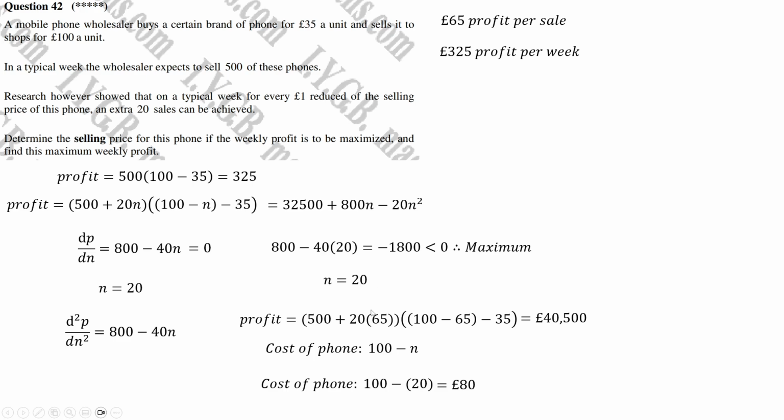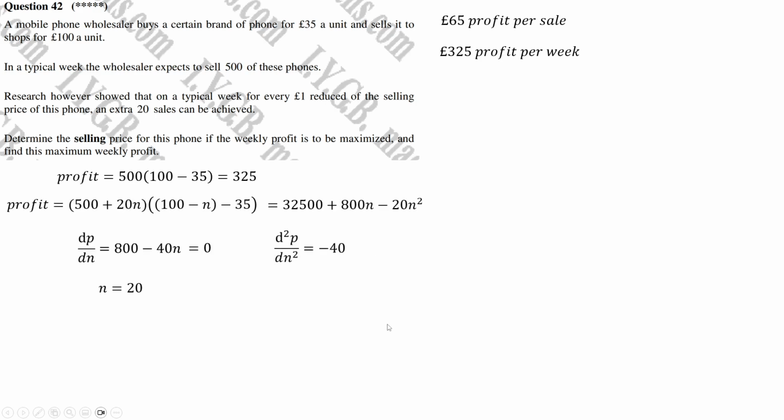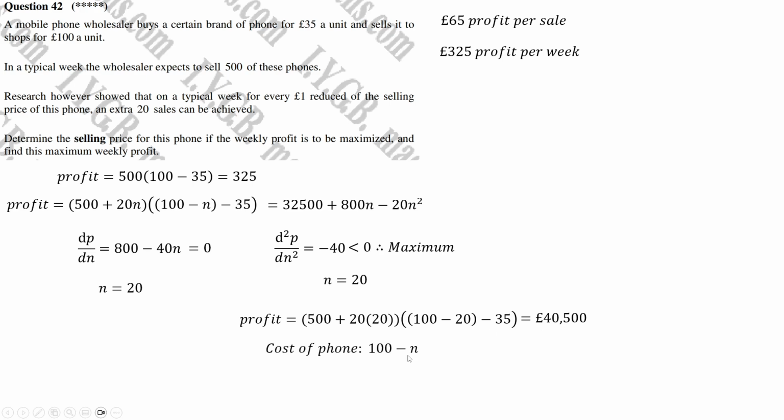Okay, let me actually just check back this over again. Yeah, so I just went ahead and checked through the slide. It was supposed to be 20. I have no idea why I wrote 65 here, so I just went ahead and changed it. So yeah, that should be 20 there and 20 there, and you'll get 40,500. The rest of it's all the same. I also changed this just so that the second derivative was actually accurate. Either way, you'll get it's less than 0, therefore it's a maximum, and then the cost is 100 minus n, with n being 20, so it's 80.